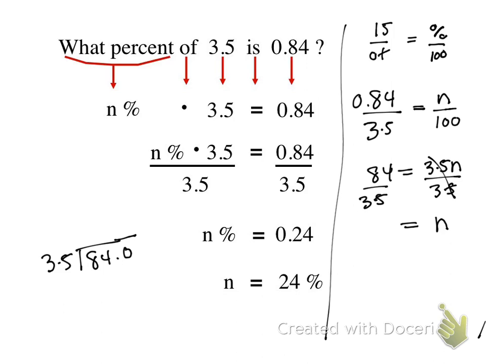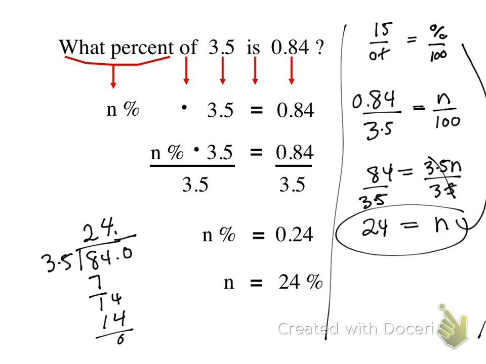It goes 2. That's 7. That's 1, 4. It goes 4. It's 14. Right? Same thing. So when I get this answer here of 24, notice I'm already in percent form, and over percent, so it's 24%. So either way works. Okay?